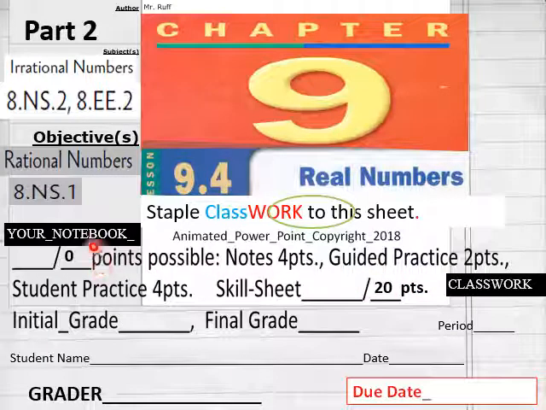We have 0 points for your notebook, so that's not necessary. And then name, date, period. Students, put your name, date, period here. And then due date, onliners and homeschoolers.